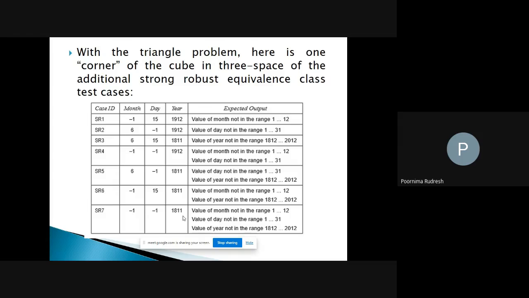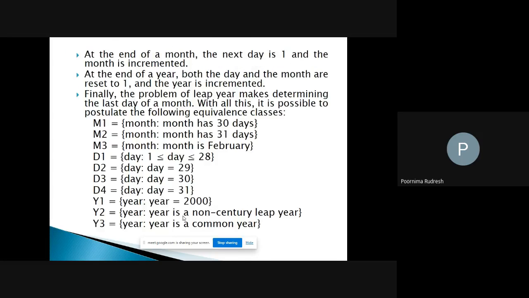So like this, whenever we are using the strong robust technique, we will have more test cases. So there we assume that multiple fault assumptions exist, and hence we are going to define more test cases. And once we define more test cases and use all those test cases to test the developed program, then we say that by using this particular testing strategy, we can achieve completeness in the testing.